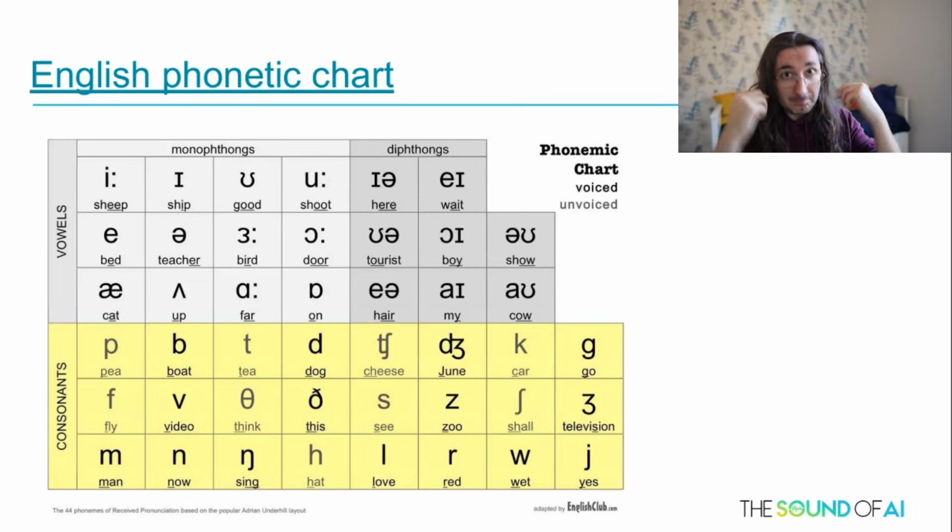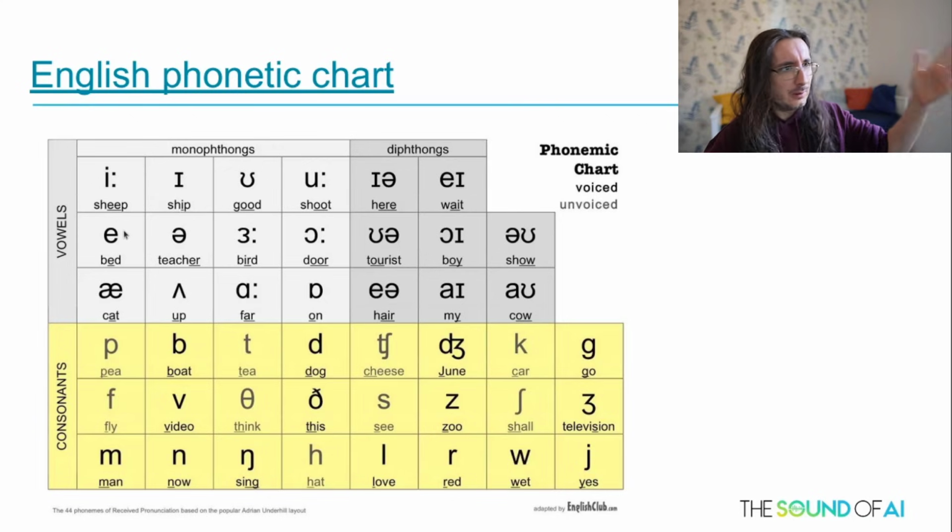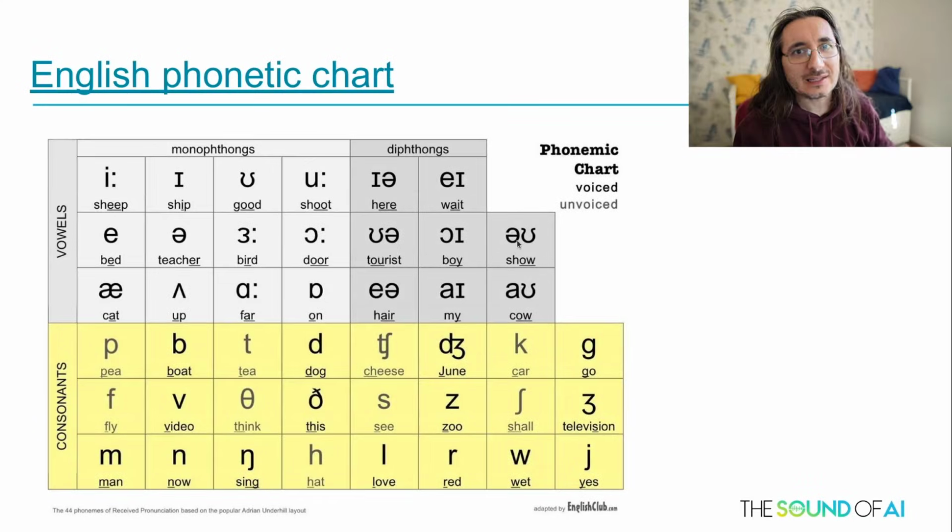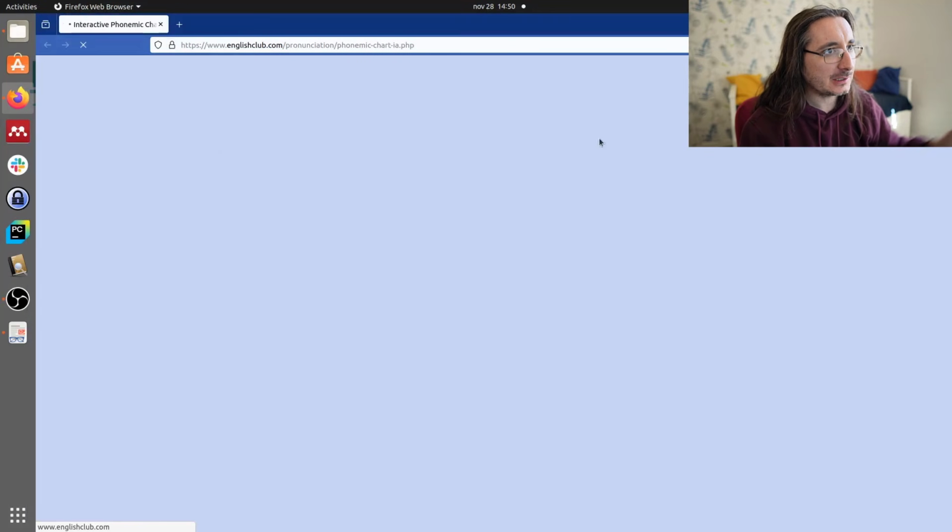As I mentioned to you earlier, there are, for British English, I believe, 44 different phonemes, many consonants, and a lot of vowels. And that's very typical of English. That's also why it's so difficult to pronounce correctly for non-native speakers, because the amount of vowels is incredible. Let's jump into this interactive English phonetic chart.